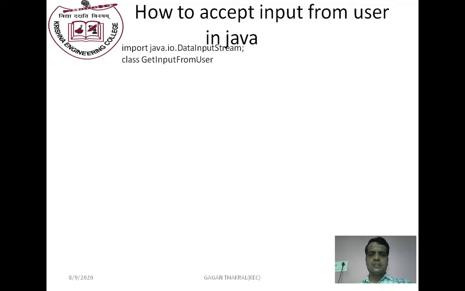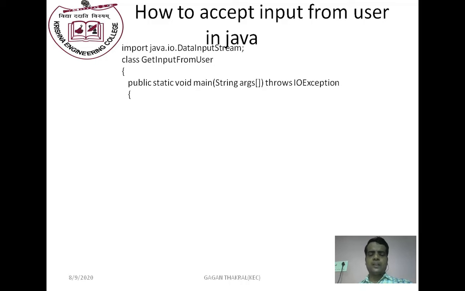Then we create a class, GetInputFromUser, and the definition of the class starts with curly braces. Then we write the public static void main method of Java, and here we throw IOException. This throws IOException is used for exception handling. If we ask the user to enter an integer value and by mistake he or she types a float value, then it will generate an exception. To handle these kinds of exceptions, we are using throws IOException in the main method of the Java program.